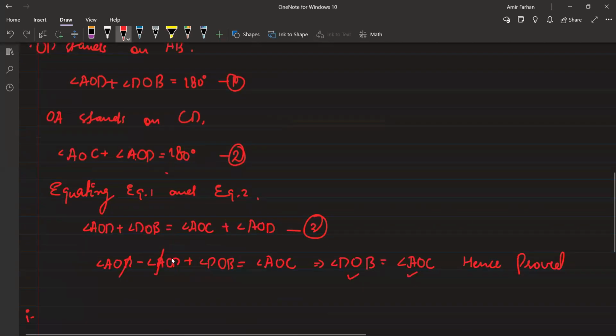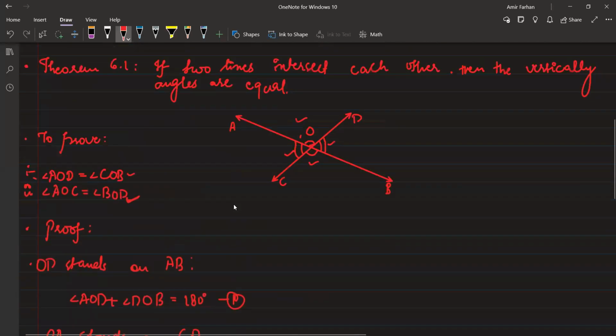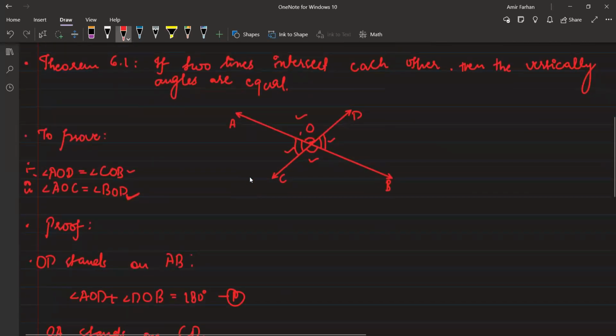I've given one hint to Simrat. So Abdul, I'm explaining that thing again. Now AB is the line and OD is the ray standing on it. So this angle plus this angle will be 180. Yes or no? This angle and this angle will be 180, because this is a ray.